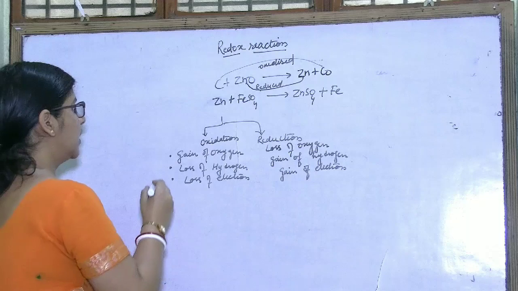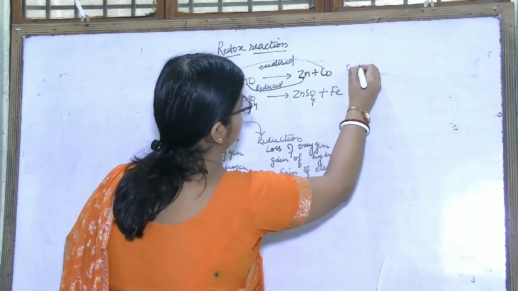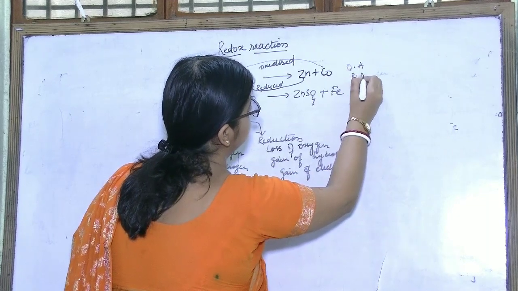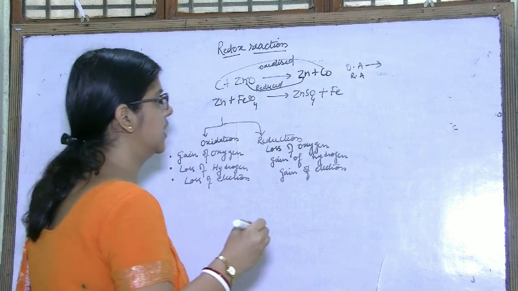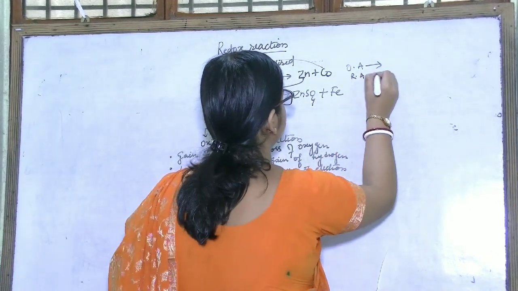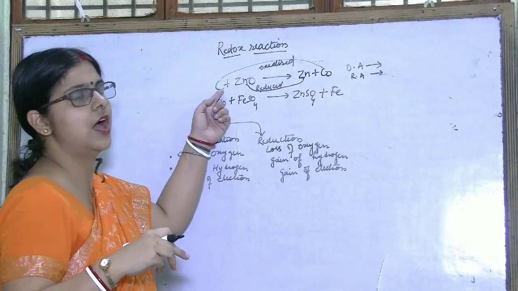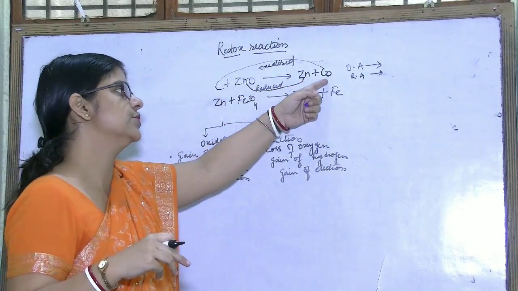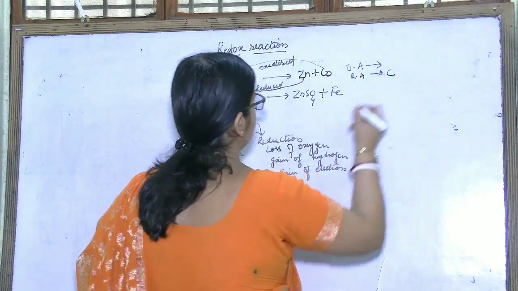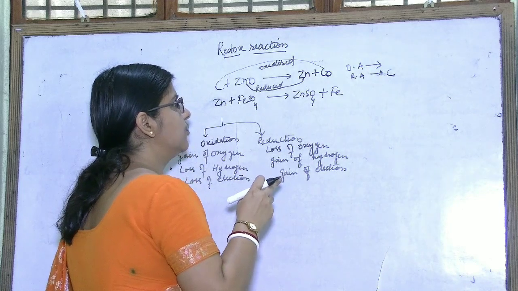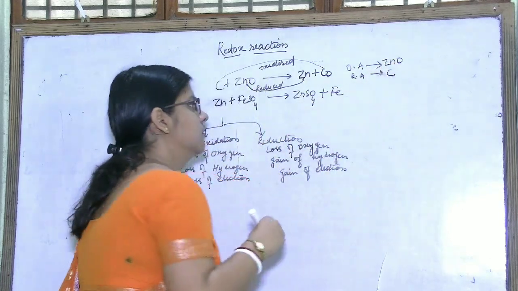Now, sometimes they ask which is an oxidizing agent and which is a reducing agent. The species which undergoes oxidation is a reducing agent. So what is the reducing agent here? Carbon. Since carbon undergoes oxidation, carbon is the reducing agent. And which is the oxidizing agent here? ZnO is the oxidizing agent.